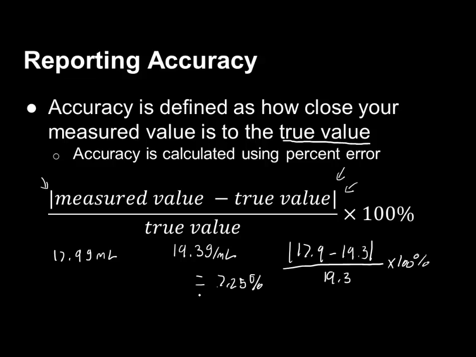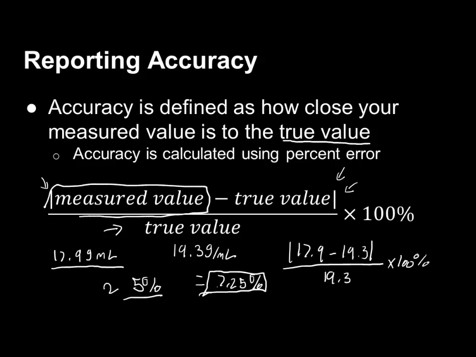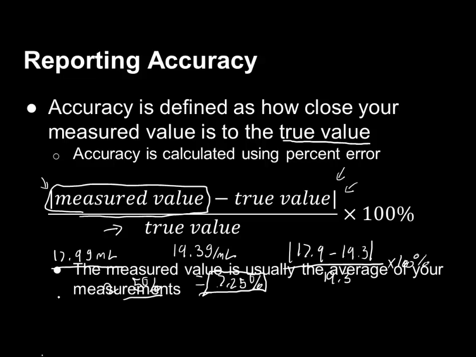7.25%. So that tells me I was within 7.25% of where I should have been, which actually isn't that great of accuracy. We hope to see things around or under 5% when we're making measurements. If we're doing a good job, that should be obtainable most of the time. Now, the measured value might be an average of 6 or 7 measurements you've taken, and doing that average helps you eliminate error, which is all that says down there.